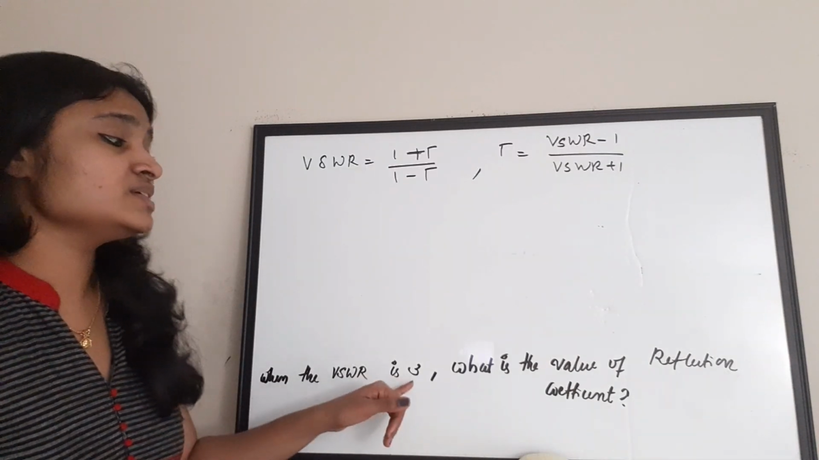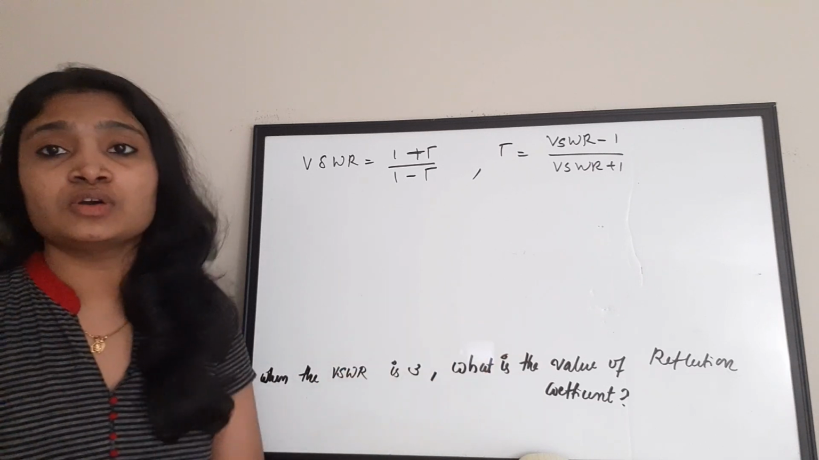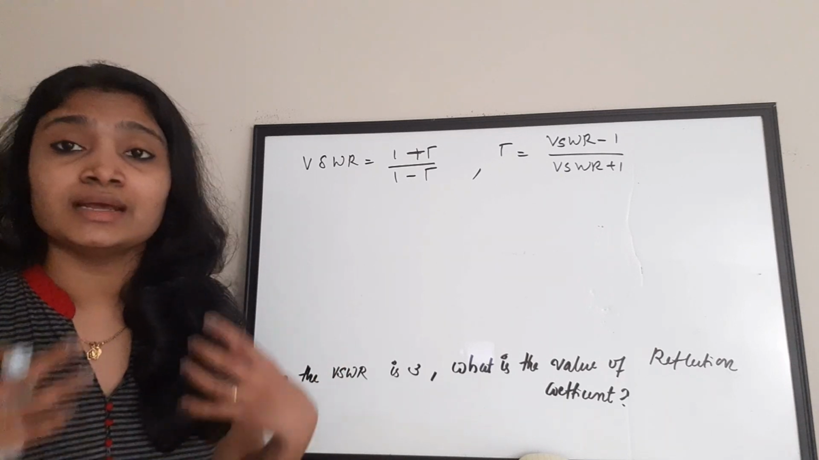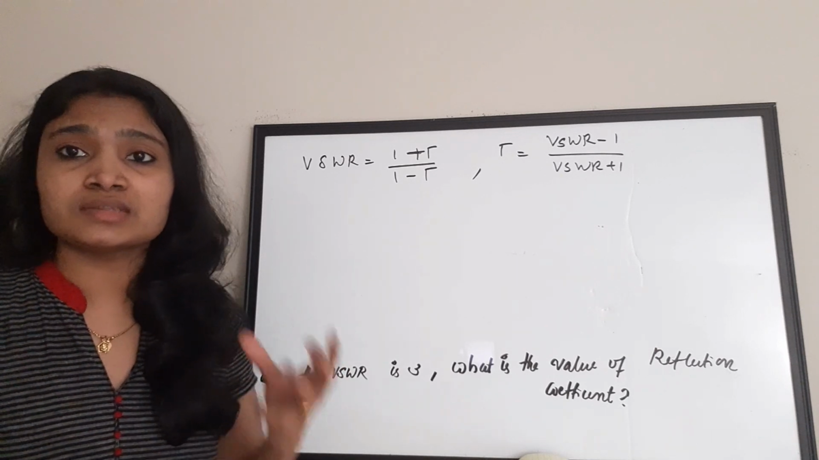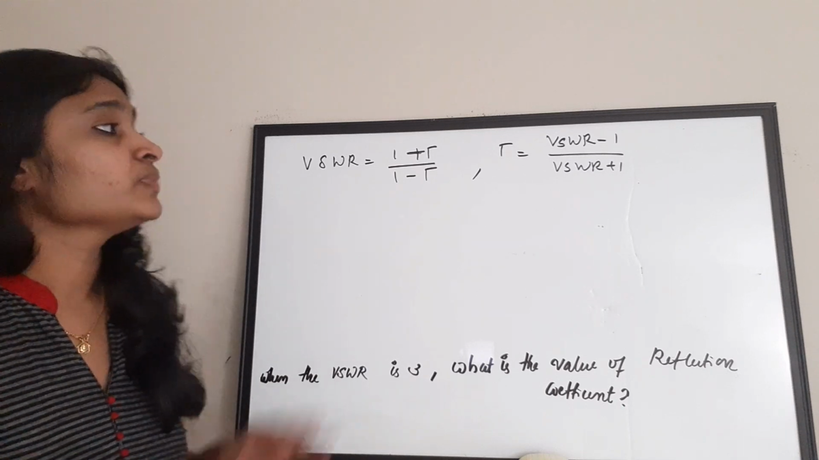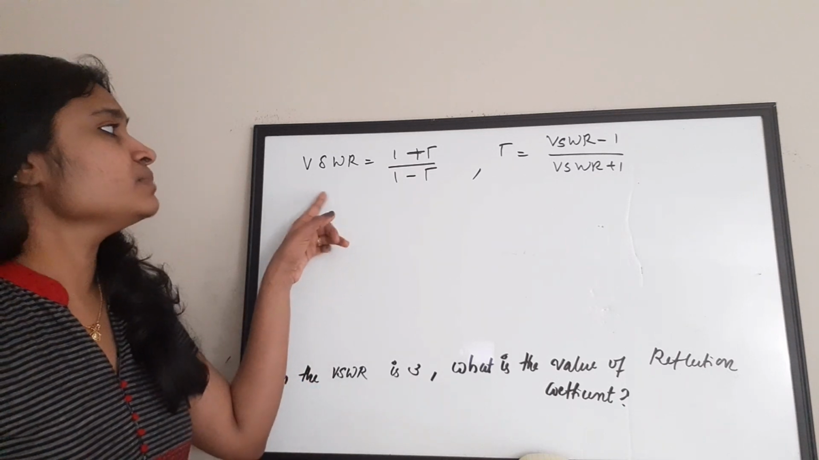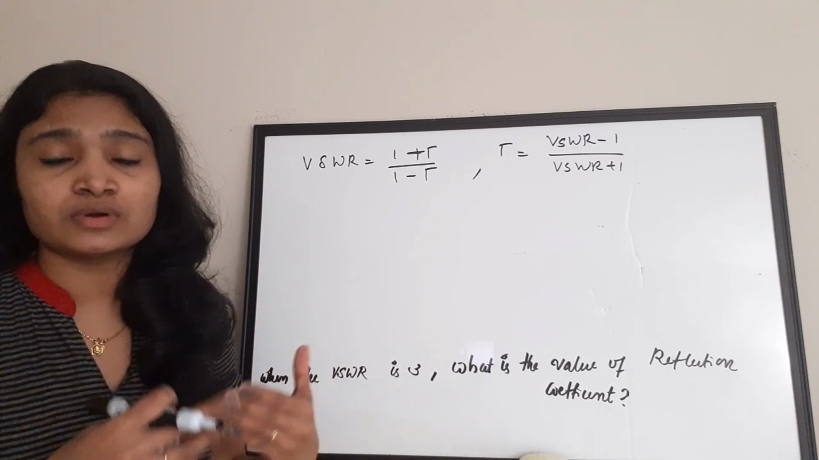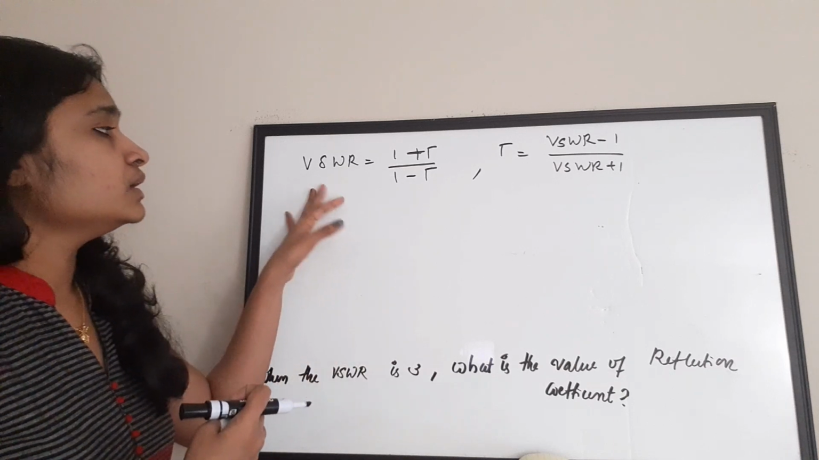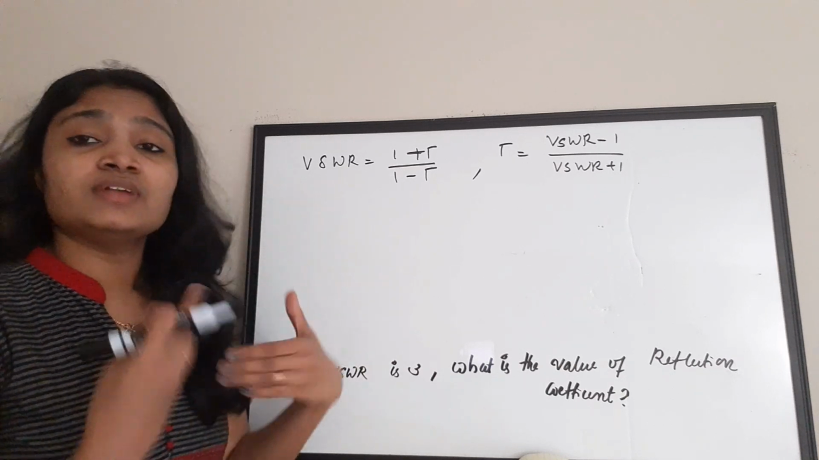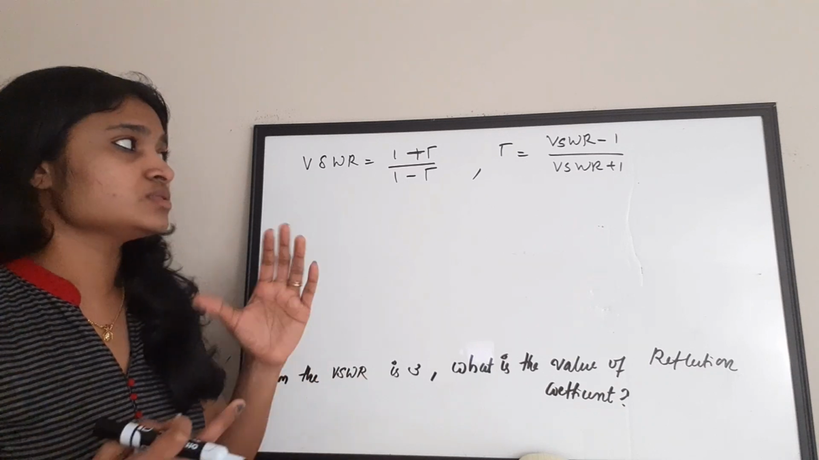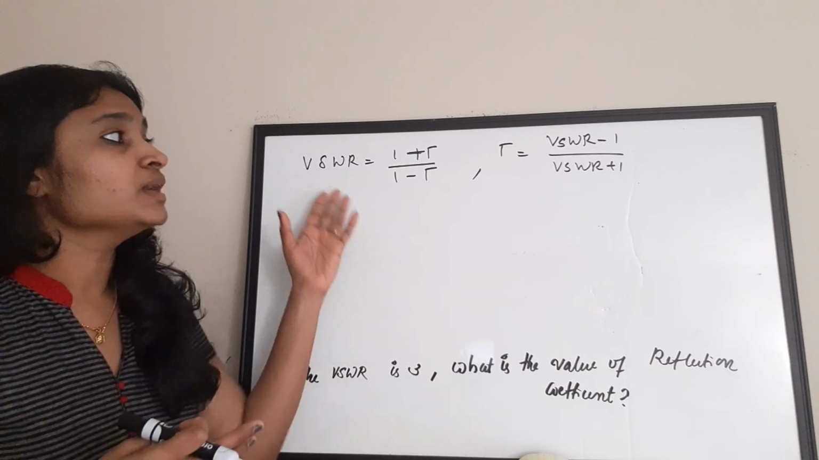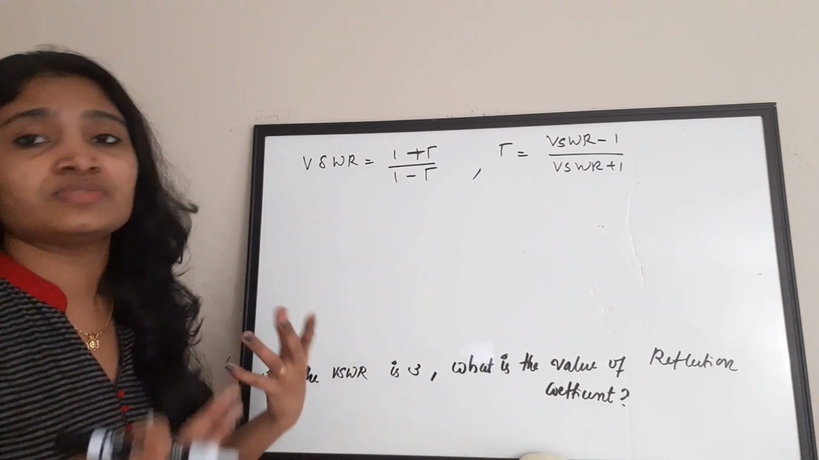When the VSWR is 3, what is the value of the reflection coefficient? This relation between VSWR and reflection coefficient is very famous and a lot of questions come from the VSWR section of microwave engineering. VSWR, which is voltage standing wave ratio, actually happens due to the reflections from the load side. I have done a detailed video on VSWR. I will share that link in the description box. If you want to know what VSWR is and its relation with the reflection coefficient, please do refer to that video.